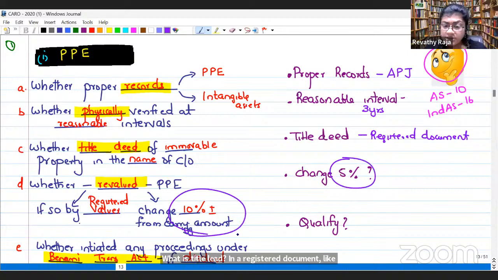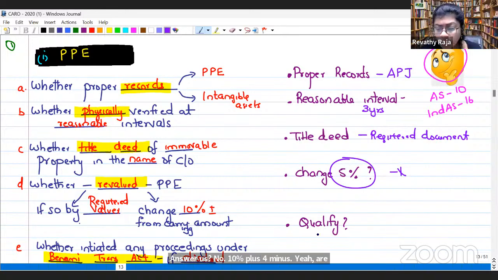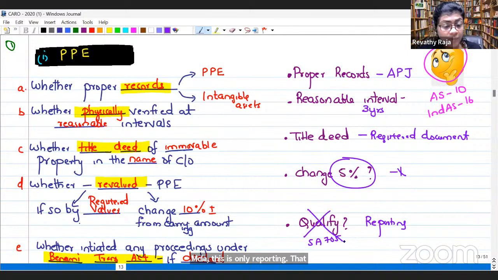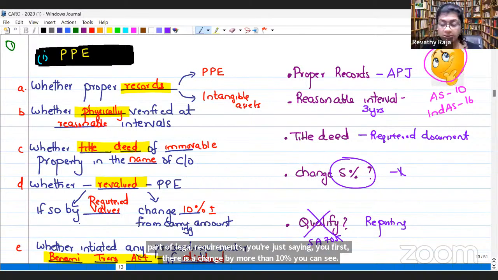But if it changes by 5%, do you need to report? Answer is no. 10% plus or minus. Are you reporting or are you qualifying the report as per 705? If there was a revaluation plus or minus by 10%, you are reporting or qualifying? This is only reporting. There is a lot of difference between reporting and qualifying. Qualifying means you are saying negative comments in the audit report, in the opinion and basis for opinion paragraph. Whereas reporting means in CARO, as part of legal requirements, you're just telling users there is a change by more than 10%. Qualifying is very significant. CARO is also important, but still.